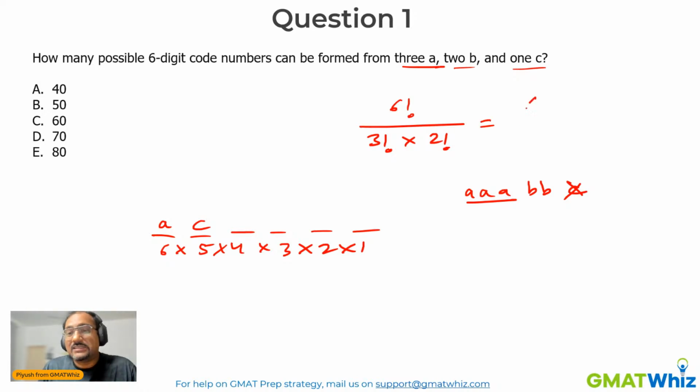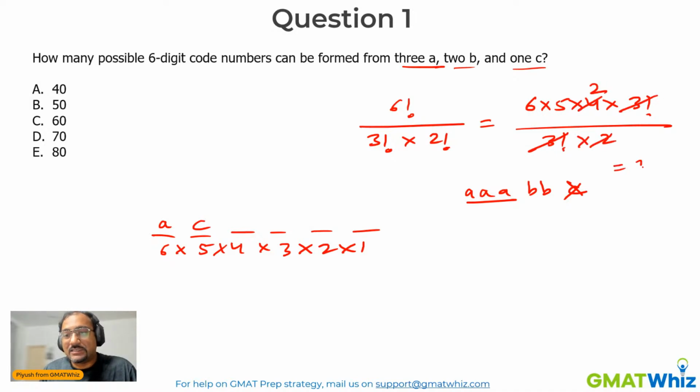And if you solve this, you can solve it like this. Overall, 2 factorial is 2, so 3 factorial gets cancelled. And if you calculate this, you get 30 times 2, which is 60, and C is the correct answer over here. Okay, so fairly straightforward question.